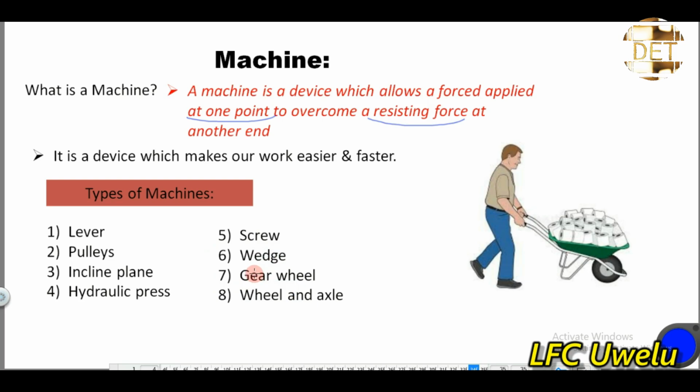We're going to look at them later in another video. The wheelbarrow that we have here is an example of a lever, a second class lever, right? So the main thing that you should know here is the types of machines. They are basically 8: lever, pulley, inclined plane, hydraulic press, screw, wedge, gear wheel, and axle. And know what a machine is: a device which allows a force applied at one point to overcome a resistive force at another end.